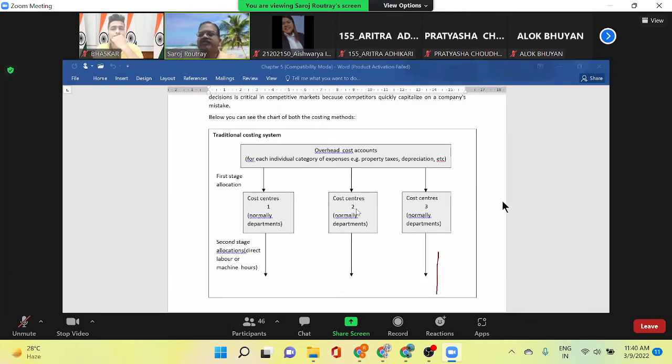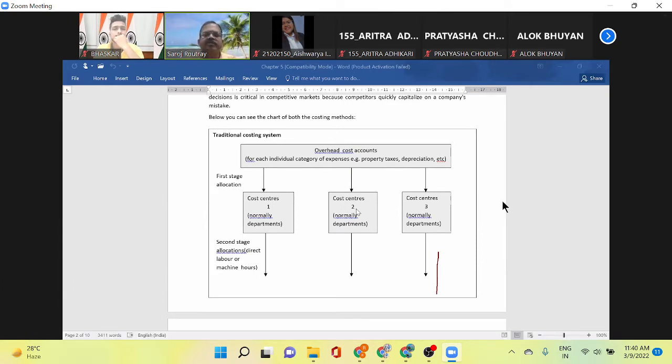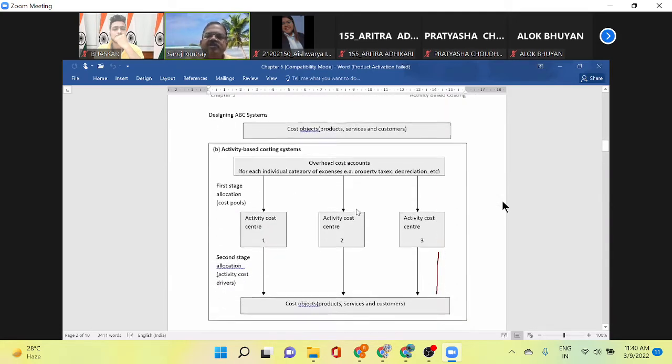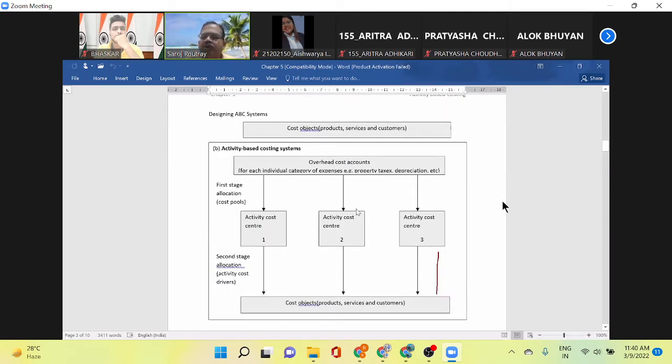In case of traditional method of costing, what happens? We divide it into different departments and then we take different bases. In some cases we take labor hour, in some cases machine hour, and then we charge it to the product or job. In the case of activity-based costing, instead of dividing it into departments, we divide it into activities, and then we make different activity pools.